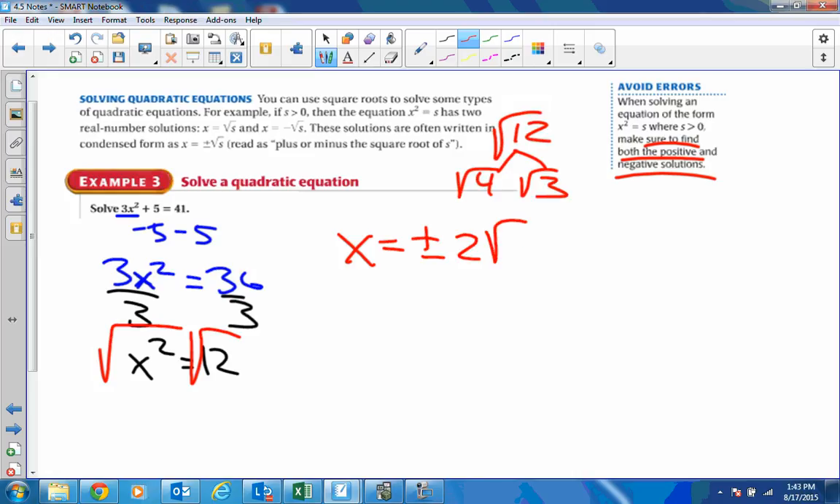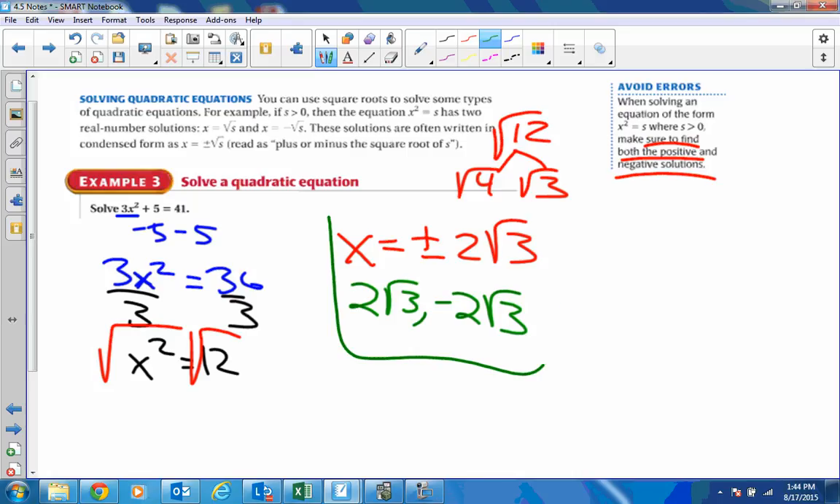So you have 2 radical 3. You can either write it as plus or minus 2 radical 3, or you can write it as 2 radical 3, comma, negative 2 radical 3. And those would be your two answers. Either way works on this one.